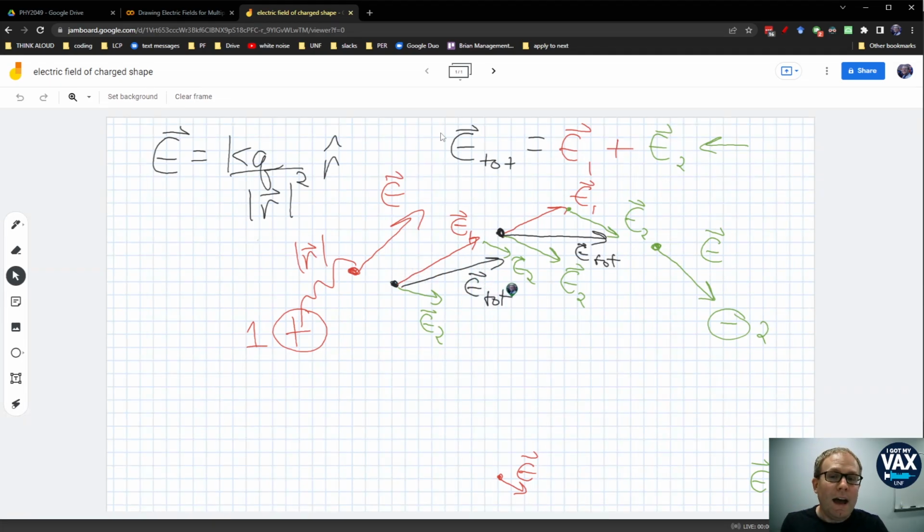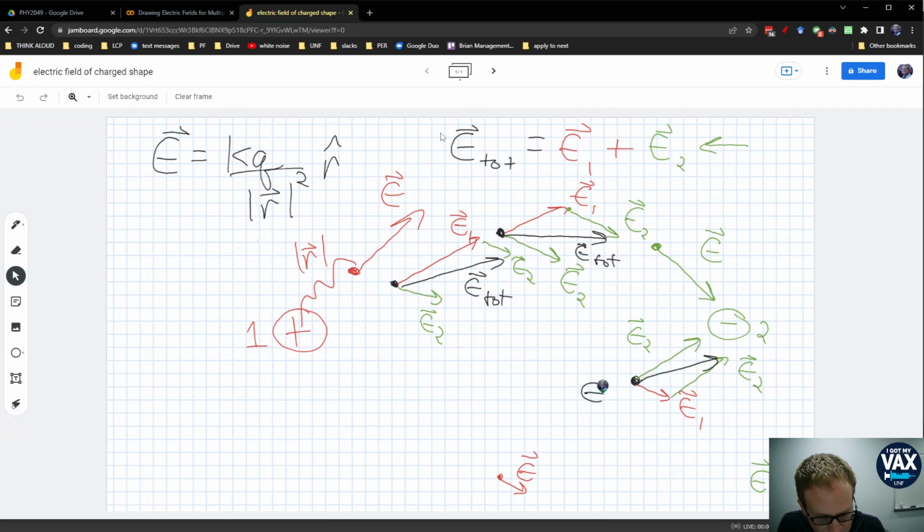It's not enough to bring it back down horizontally, so my E total is going to look something like this at this point. And I can find another point over on this side, right, where the electric field from the electron is stronger. So we'd have a pretty weak electric field from the proton that's going to be going away from the proton, so it'll look something like this. Here's E1. My E2 is going to look something like this. It's going to look pretty strong.